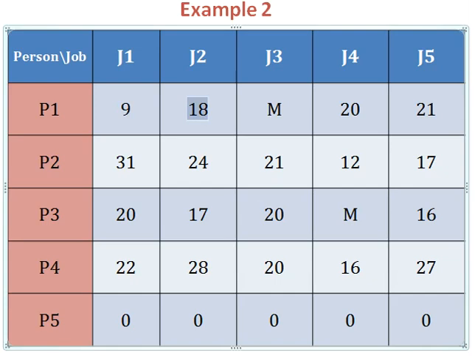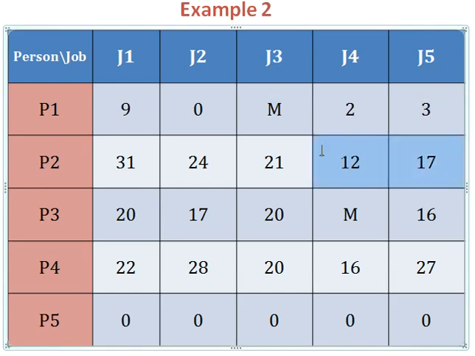18 minus 18 equal to 0. This will remain as it is, which is a very large value M, so it is not going to change. 20 minus 18 will be equal to 2. 21 minus 18 will be equal to 3.